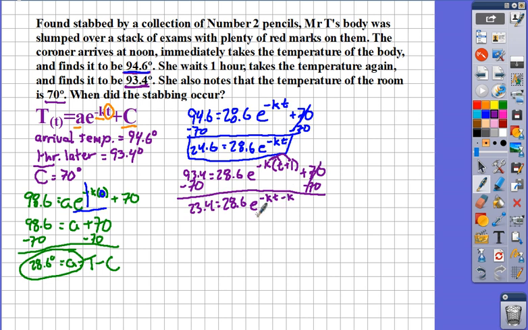We've got a couple of little weird things to do here. We're going to realize that this right here, e to those two powers, can be separated, right? It can be separated into e to the negative kt times e to the negative k. Remember, if the bases are the same, what do we do to the powers? We add them up. So that would be this. We're just reversing that idea and breaking it up. So we've done that, and we still have the 28.6, and it still equals 23.4.